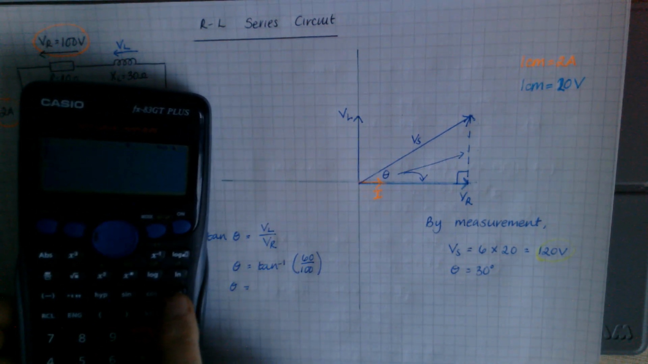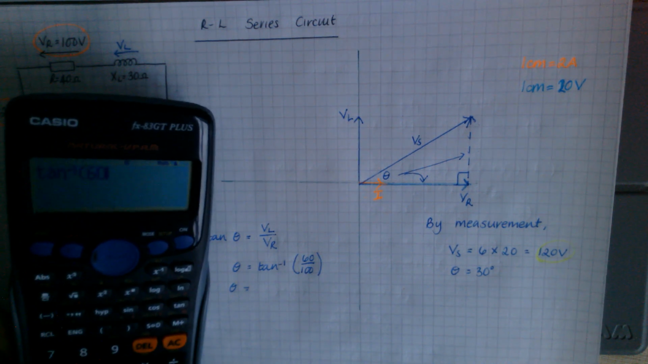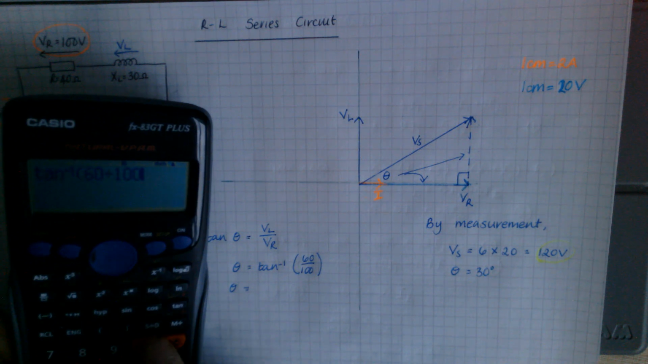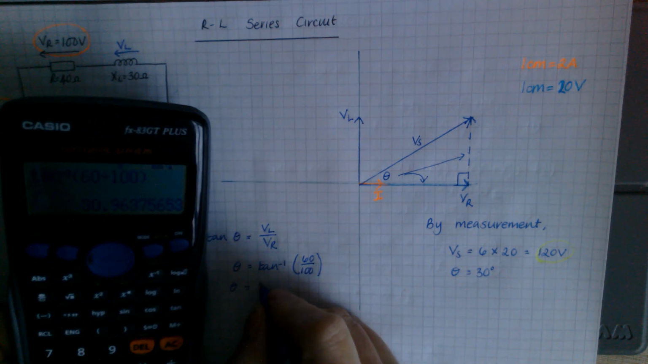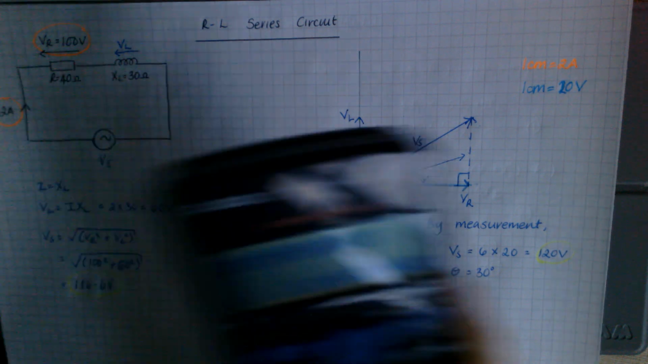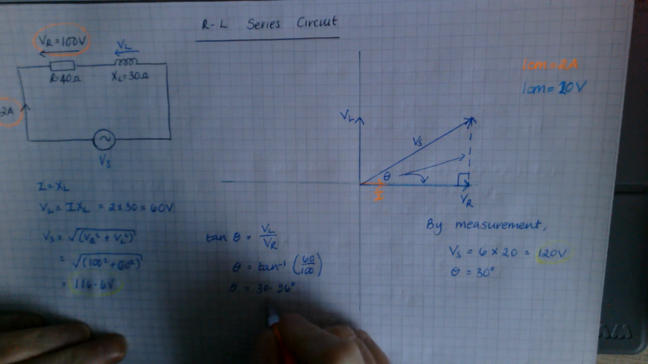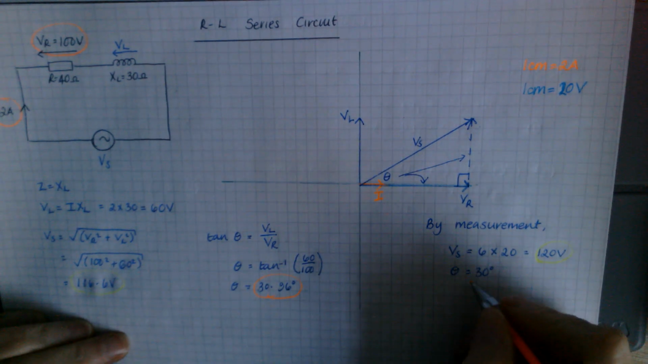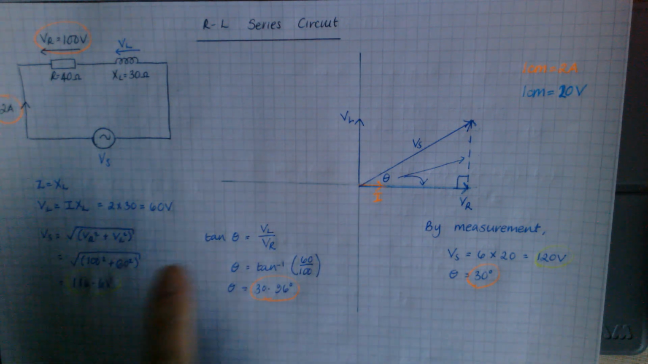So I'm going to do shift, tan. So I've got the tan to the minus 1 pops up there. 60 divided by 100, and close my brackets. And I've got 30.96 degrees. 30.96 looks quite similar to that. So 1 degree of difference. That's not bad. So that's me worked out everything I need for my phasor diagram.